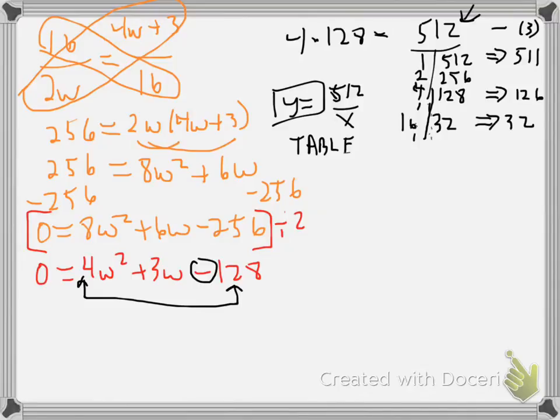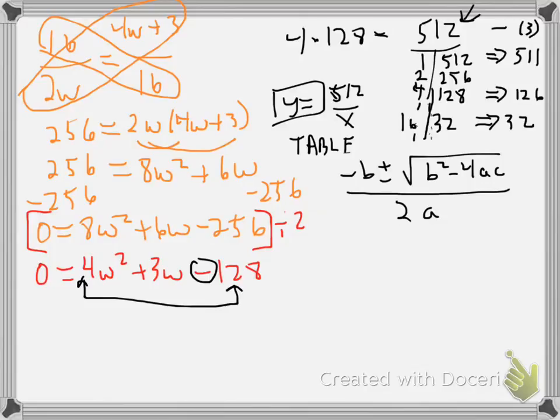There aren't any. So what do I have to do? I have to use the quadratic formula. I'm going to have to say the quadratic formula: negative b plus or minus the square root of b squared minus 4ac all over 2a. So what I'm going to have to do for w.